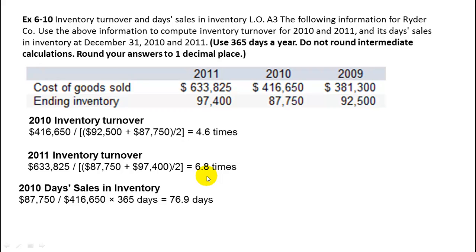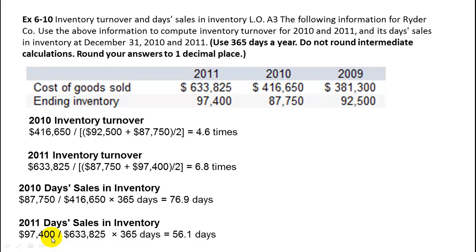Now let's look at the days sales in inventory. The days sales inventory for 2010 will be the 2010 ending inventory divided by the cost of goods sold for 2010, which is $416,650. Whatever that number is, multiply it by the 365 days, and that will give you 76.9 days, which means if we didn't have any more inventory coming in right now, our inventory would last another 76 or 77 days for 2010.